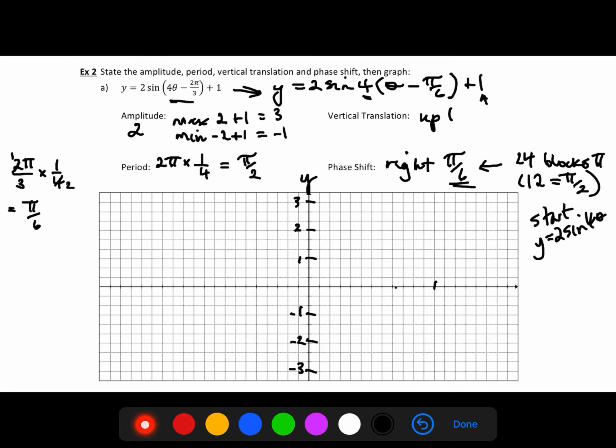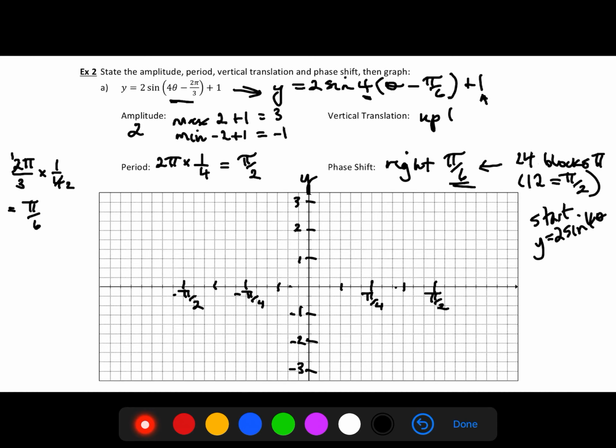So where we're going to start here is to just graph y equals 2 sine 4 theta. Okay, so first of all, 12 blocks, 2, 4, 6, 8, 10, 12 is going to be pi over 2. Half of that, 2, 4, 6, then is going to be pi over 4. That's pi over 2 multiplied by a half. So 2, 4, 6 is negative pi over 4.